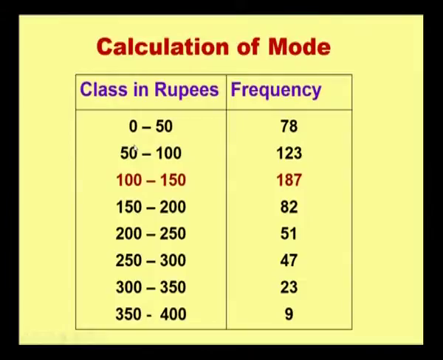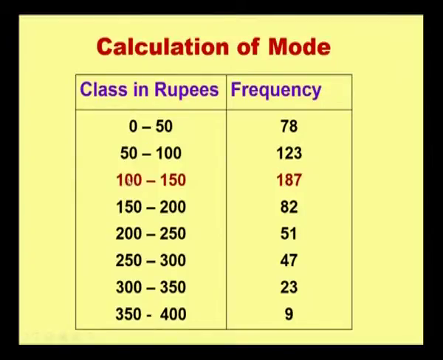Now, let us take an example. You look at this class interval, and here without any doubt we can say the class interval 100 to 150 is the model class, because it has the highest frequency. But now, how to calculate exactly what the mode is? Therefore, we have to apply the formula, and here the class interval is 50, and the frequency of the class preceding the model class is 123, and succeeding the model class is 82.